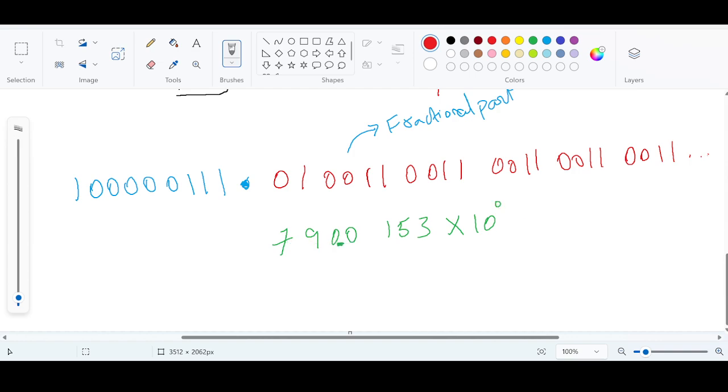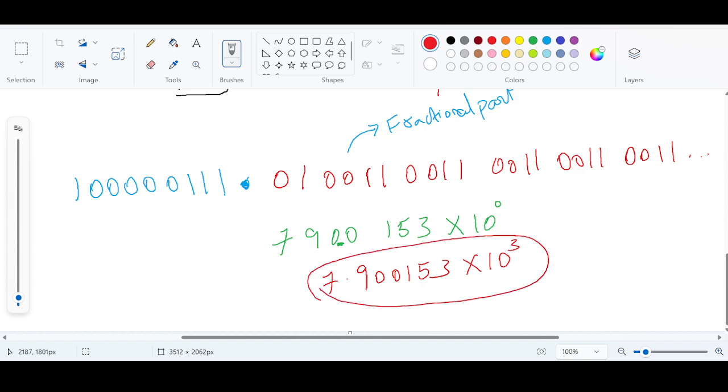If you move this from here to here, you increase the power by 1. Instead, if you want to move it here, you increase the power by 2. So the scientific notation is 7.900153 times 10 to the power of 3. This number is the same as this number, but you are representing it in the form of scientific notation.